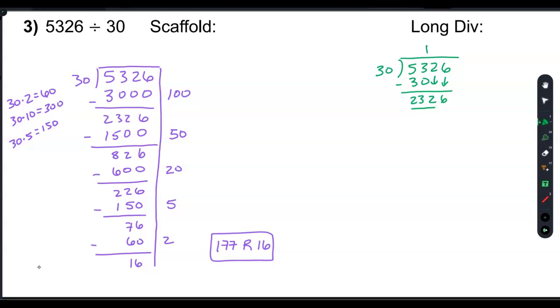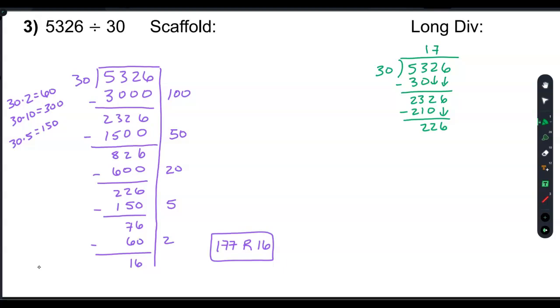Trying to think what that would be. Let's see. I'm gonna try 7. Just seems like a good guess. Because 7 times 3 is 21, right? So this would be 7 times 30 would be 210. Yeah, I think that works well. So that gives me 22, and then bring down my 6.